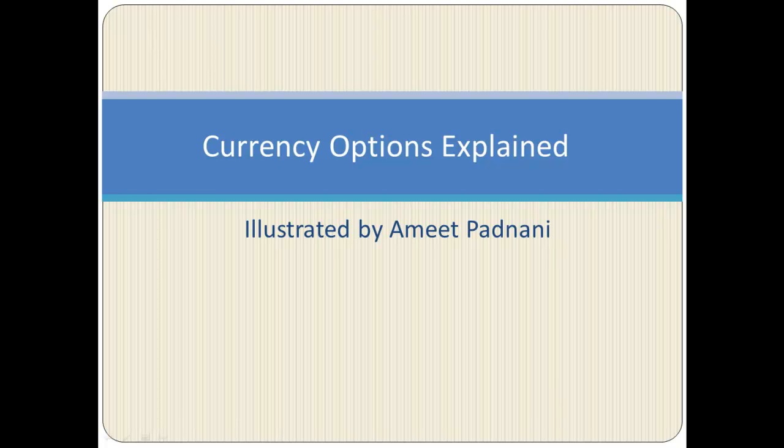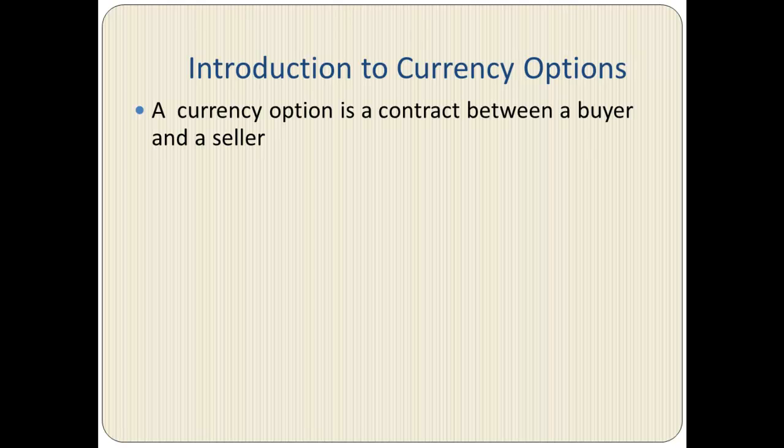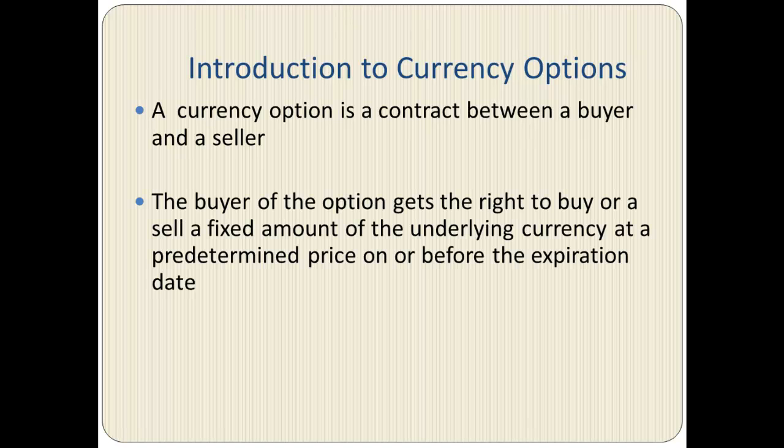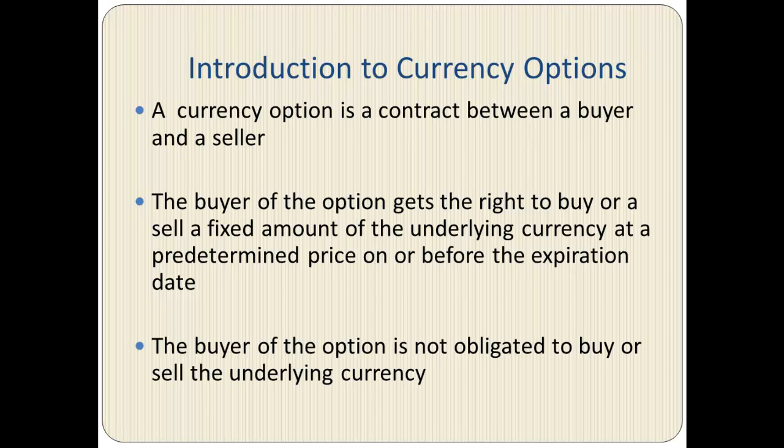In this video, we are going to take a look at the basics of currency options. A currency option is a contract between a buyer and a seller. The buyer of the option gets the right to buy or sell a fixed amount of the underlying currency at a predetermined price on or before the expiration date. The buyer of the option is not obligated to buy or sell the underlying currency. The buyer will only do so when it's profitable.